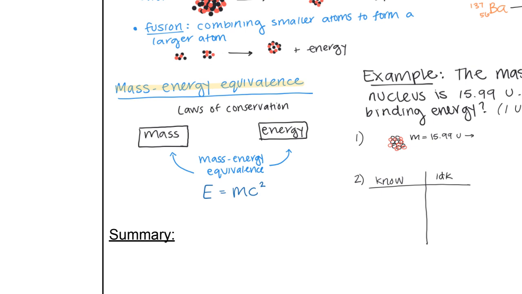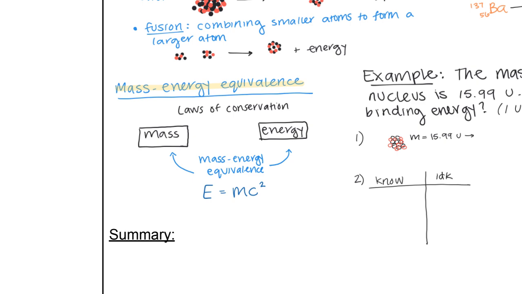But what I want you all to recall is that we've learned two different laws of conservation. We've learned the law of conservation of mass, which states that mass can neither be created nor destroyed. All the mass in our universe is a finite amount. We cannot create more mass, nor can we destroy mass. And the same thing with the law of conservation of energy. We know that energy can neither be created nor destroyed. It can only be transferred between forms.